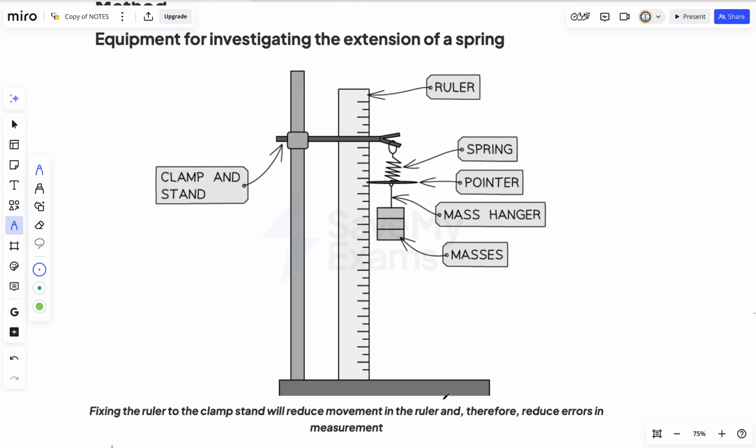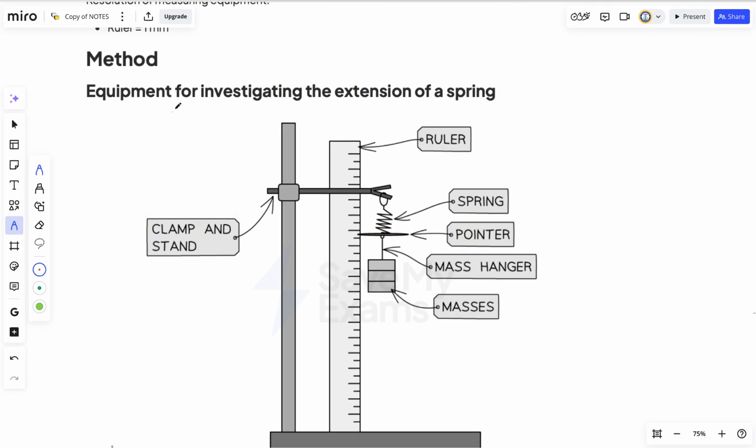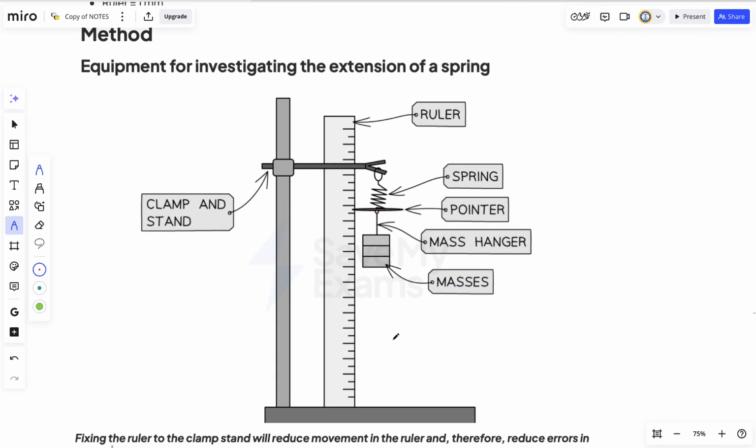Now here is the arrangement in the experiment. Now you put method. Other method, you draw this. You sketch this in the exam, in paper 6. You draw something like a retort stand. This is the ruler to measure. You put the spring on this clamp stand, and then you show how you are loading the mass. First you load this one, then later you add this one, later you add this one. So these are the masses that you have.